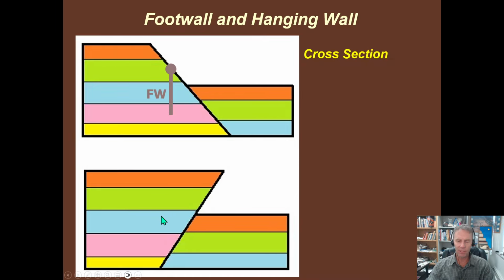Down here at the bottom, I have a different diagram, a different type of fault, but the principle is still the same. Put your thumb or finger or pencil on the fault plane, which shows up as a line here, and then drag it straight down, and then that becomes the footwall.